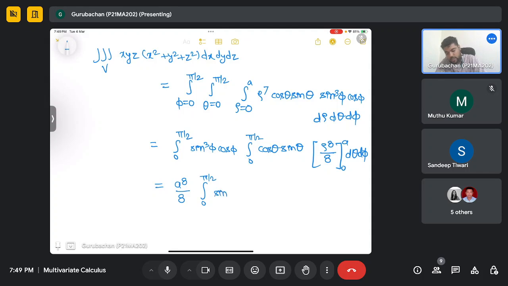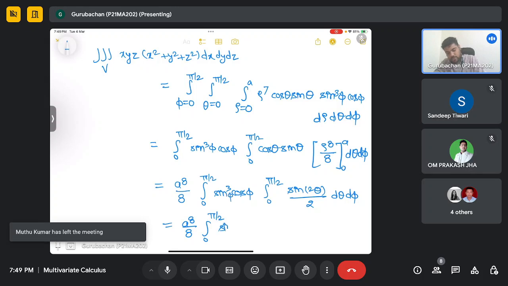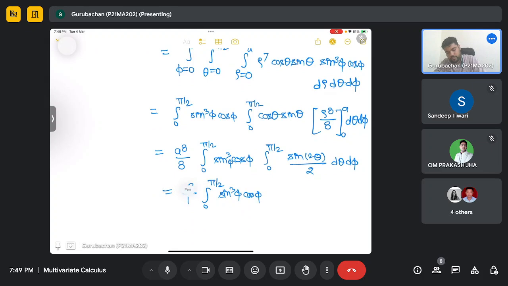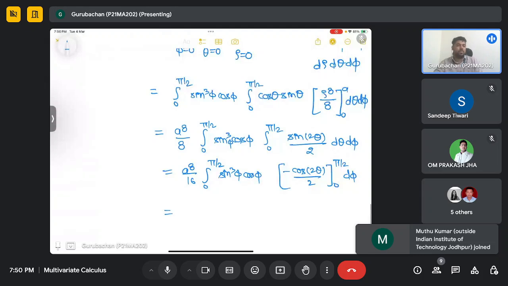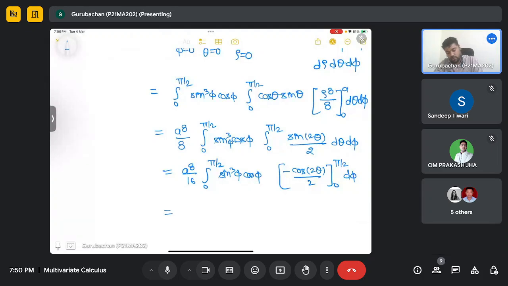So this is sine cube phi cos phi. How can we write this as sine of 2 theta divided by 2 d theta d phi. So this will be a to the power 8, 0 to pi by 2, sine cube phi cos phi. So this will give us minus cos 2 theta divided by 2, 0 to pi by 2 d phi. Cos pi is minus 1 and cos 0 is 1, so this whole value will be 1. So I'm writing it directly: sine 4 phi divided by 4.